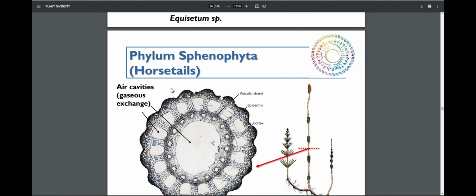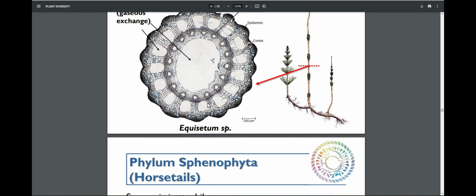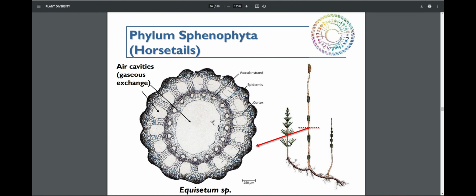Okay, so now we move on to a cross section of the horsetail. You can see there are big air cavities for gaseous exchange. I believe Cleve said that the gaseous exchange is for the parts underwater as well as the parts above water, like between those two parts. But I'm not 100% sure. You have to look into it if you're interested.